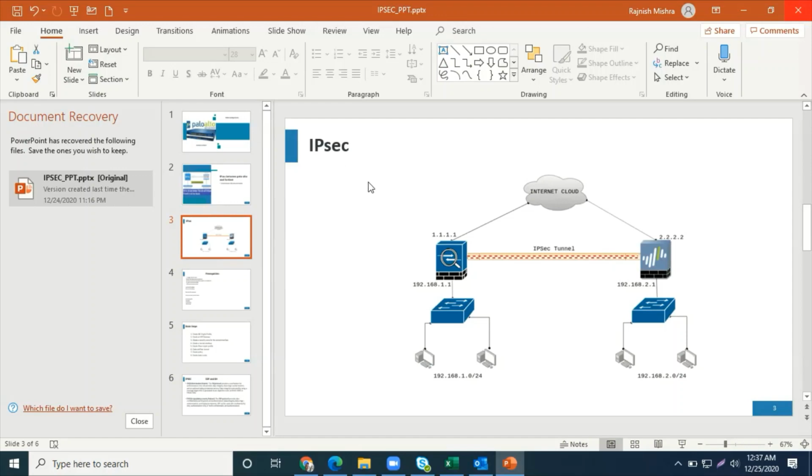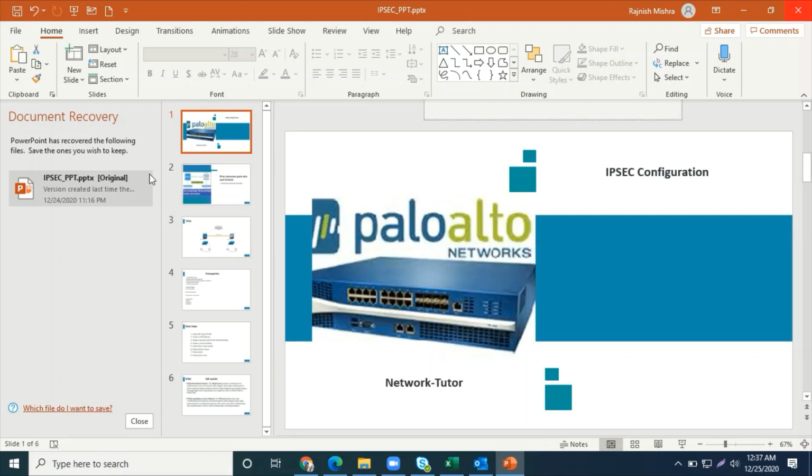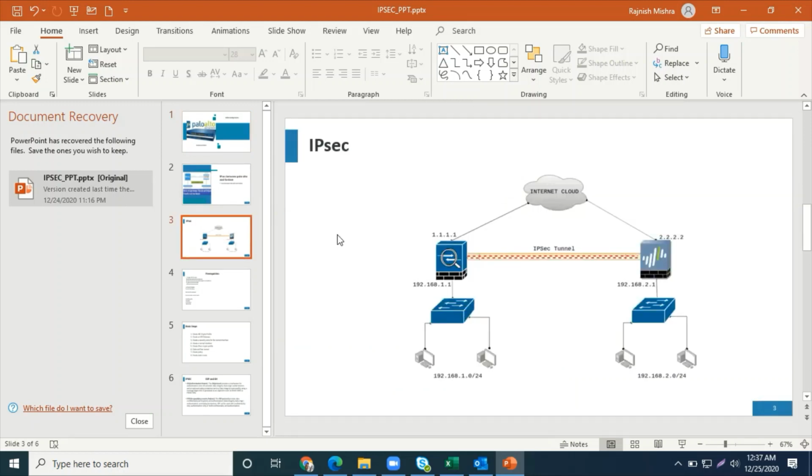Today we discuss IPsec VPN configuration on a Palo Alto firewall. In the Palo Alto firewall, VPN configuration is somewhat more complex than on other vendors' firewalls. VPN provides an encryption facility for data traffic.